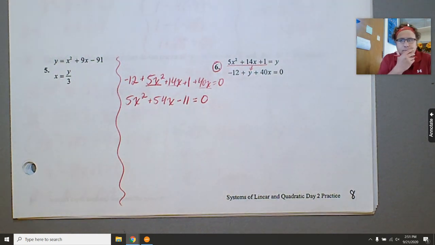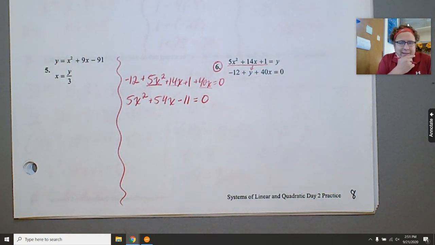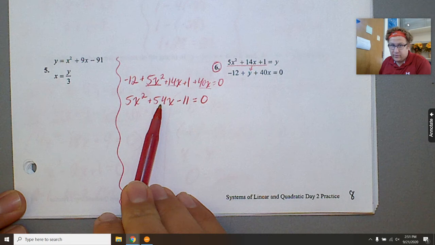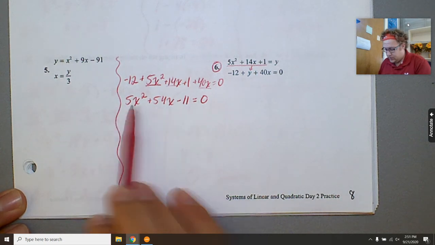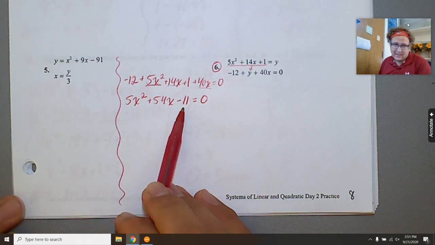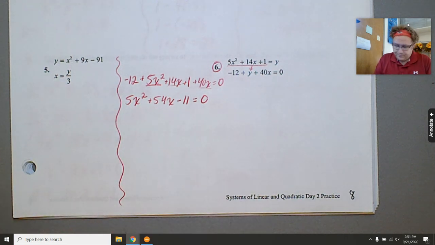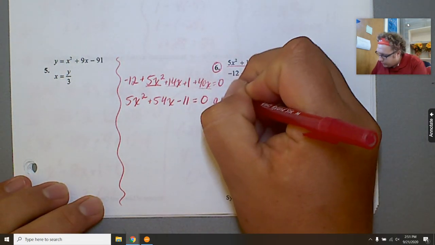All right. So I'm thinking, are there any common factors I can take out? Well, that's a 5. That's a 54. So if it was 55, I could simplify those two. And that's minus 11. Because 5 and negative 11 are both prime, there's no simplifying that we can do here. However, we can execute factoring by grouping.